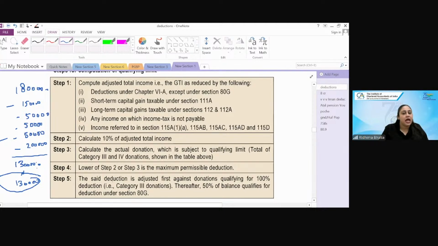Then I will calculate the actual donation which is subject to the qualifying limit, that is 100%. Suppose in the third category I have made a donation of 1 lakh. In the fourth category I have made a donation of 60,000. So 100% of the third category, that is 1 lakh, subject to the qualifying limit, and 50% of the fourth category, let's make it 80,000, so that is 40,000 subject to the qualifying limit.